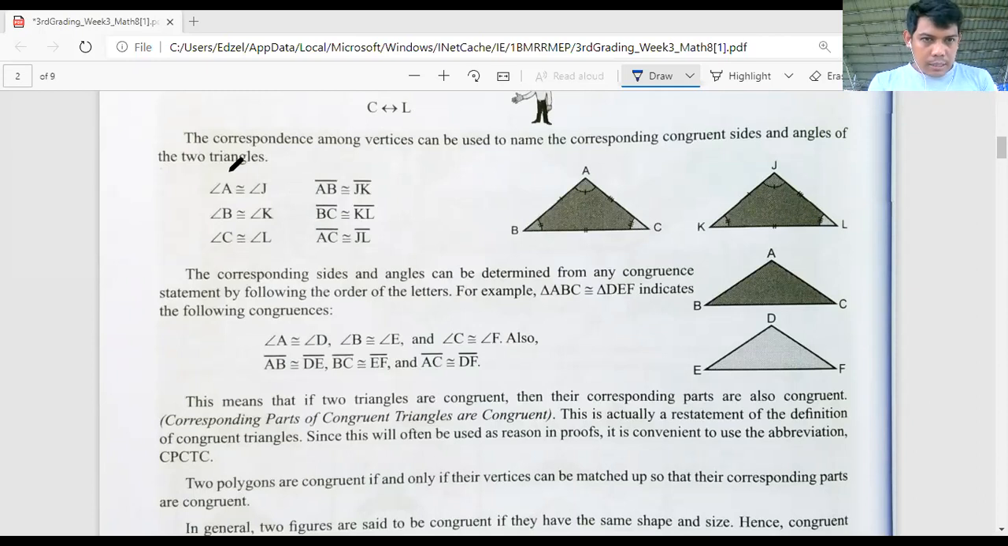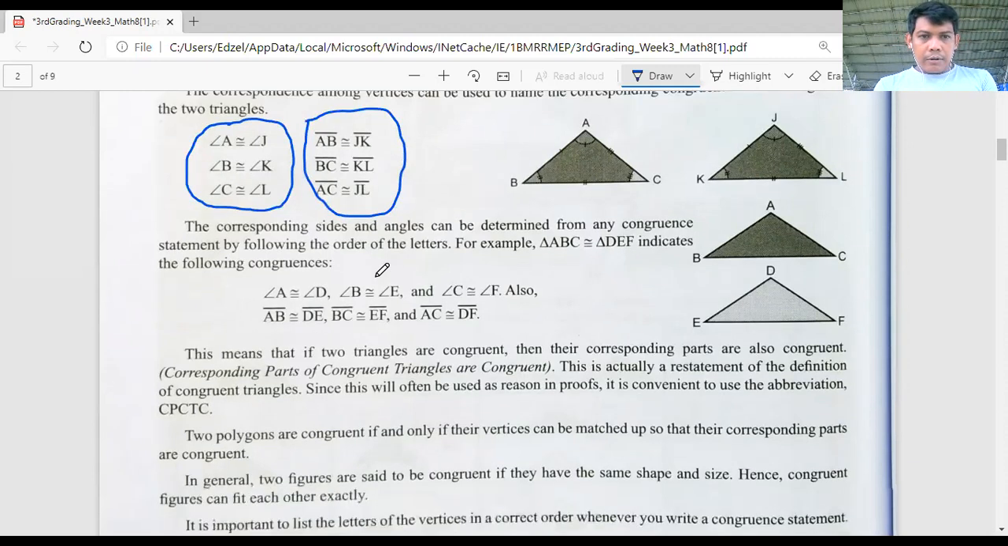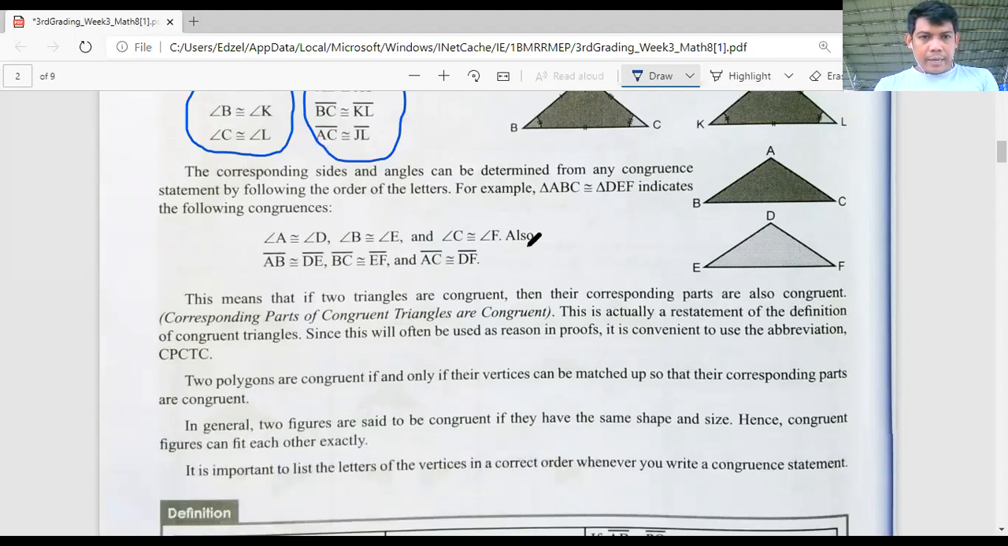So these are the corresponding angles, at the same time equal in measurement. And these are the corresponding sides, at the same time equal in measurement. Equal in measurement, the same measurement. So here, the corresponding angles.